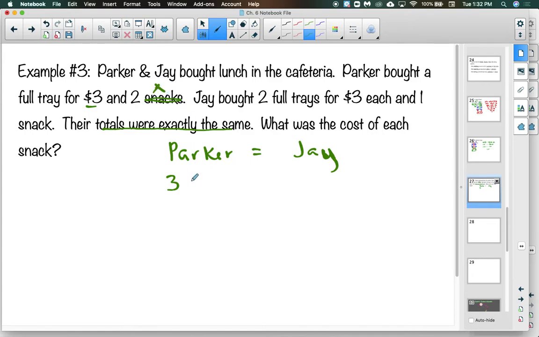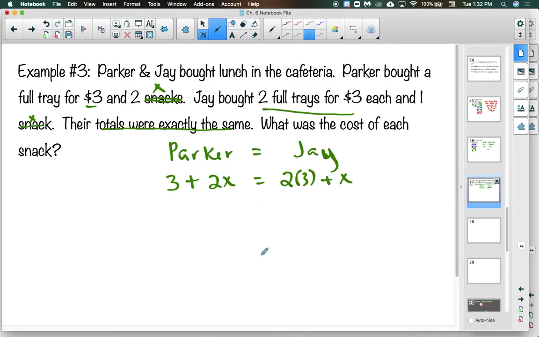So $3 tray plus 2x. All right, 2 snacks. We don't know the cost of the snack. Jay bought 2 full trays for $3 each, so I can write that as 2 trays for $3 each. And he bought 1 snack, and the snack is x. We already decided our snack would be x, right? So now we have an equation to solve.